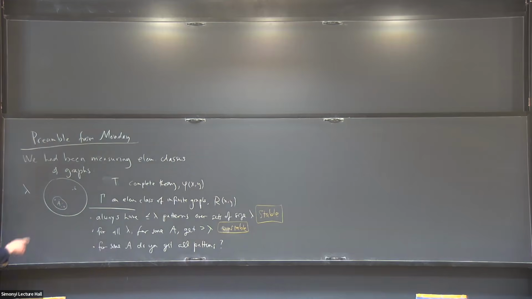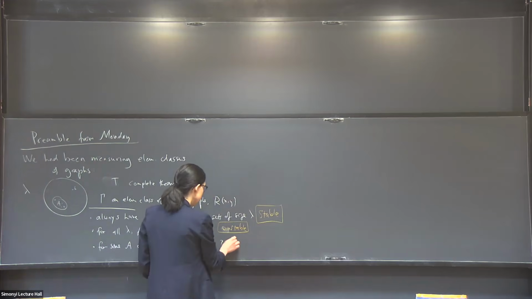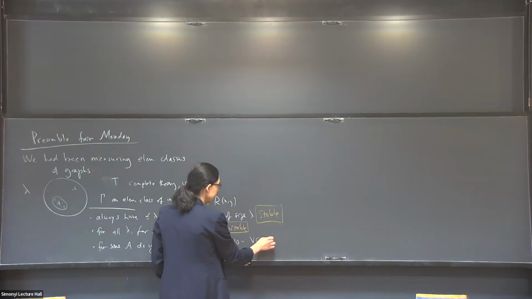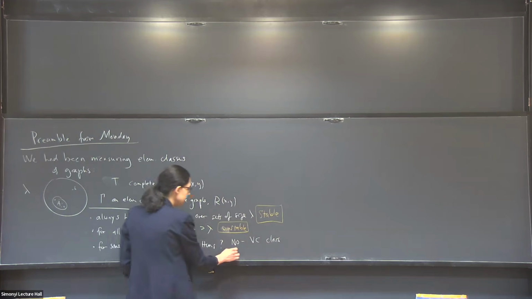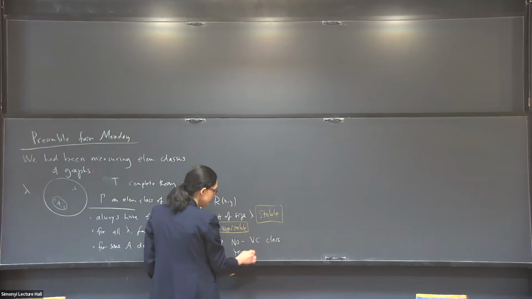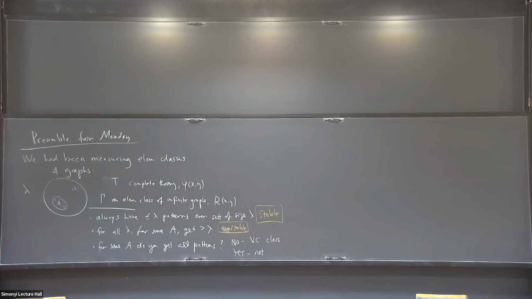Right, so having strictly more than the size of A many patterns is a priori not the same as getting all possible patterns. And so if the answer is no, then you're still a VC class, a class of bounded Vapnik-Chervonenkis dimension. If yes, you're not. You have infinite or unbounded VC dimension.